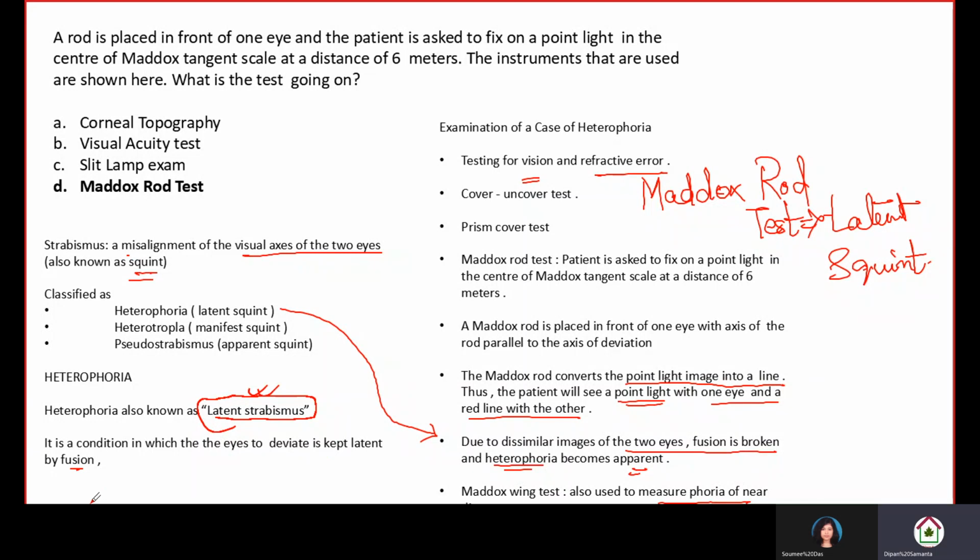Okay, so examination of a case of heterophoria. Other examinations are testing for vision and refractive error, cover and uncover test, prism cover test, and the question that is asked, Maddox rod test. Another is the Maddox wing test, which is used to measure phoria of the near distance.